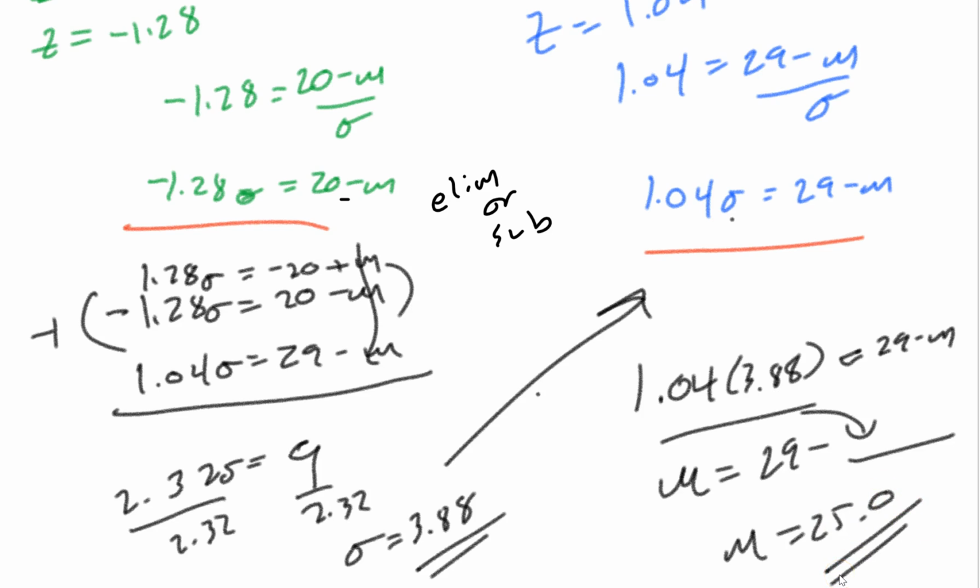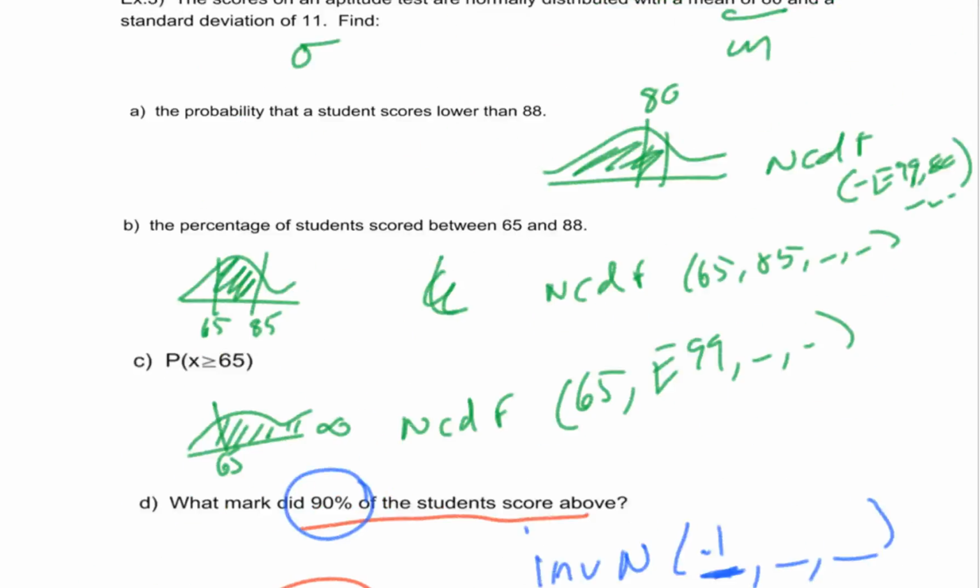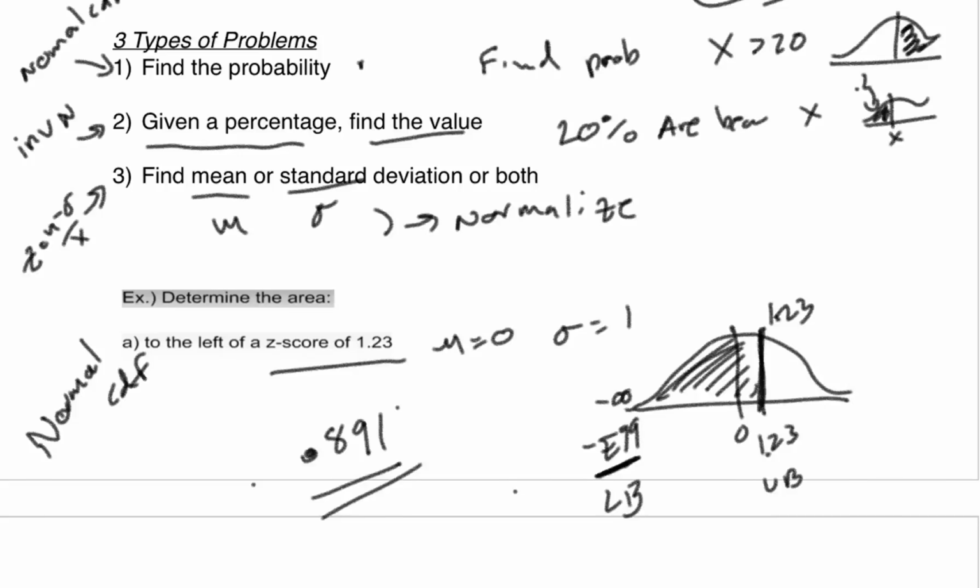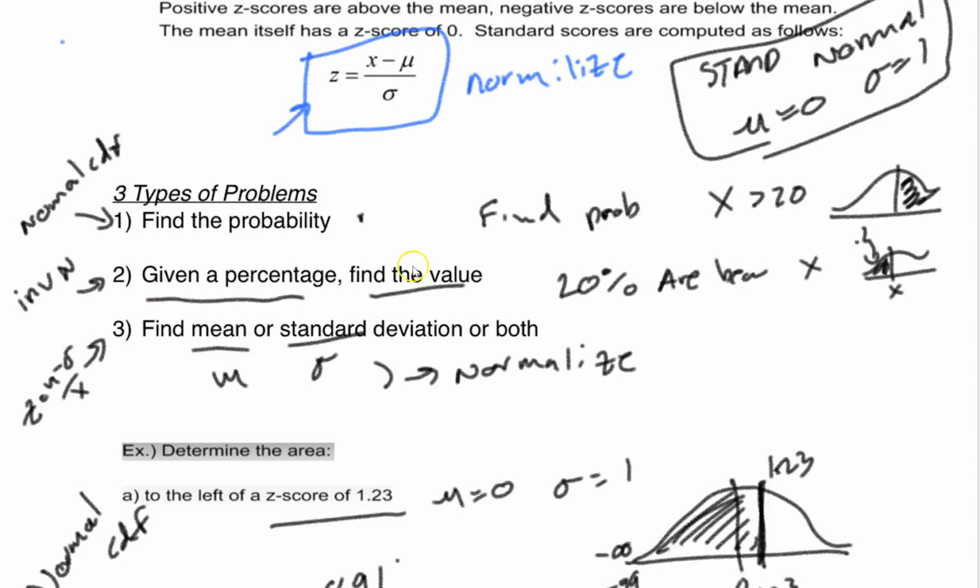And that's the idea. So keep in mind, there's only 3 types of normal problems, right? The normal one, where I just say what's the probability, you just do normal CDF, lower bound, upper bound. If I give you a percentage, inverse normal. If you're missing one, you've got to use the z value. And then find z, plug it in, do some math. And that's it.